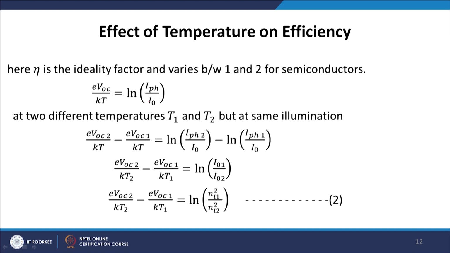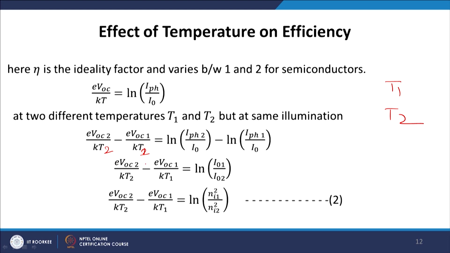So, EVOC by KT is ln IPH by I naught at two different temperatures. Let us say one temperature is T1 and another temperature is T2, but the illumination is the same, or the intensity of the solar radiation is the same, but the temperature is different. Now, what will happen in this case? In one case it will be T2, in another case it will be T1. So, we can write EVOC2 by KT2 minus EVOC1 by KT1 is equal to ln IPH2 by I naught minus ln IPH1 by I naught.